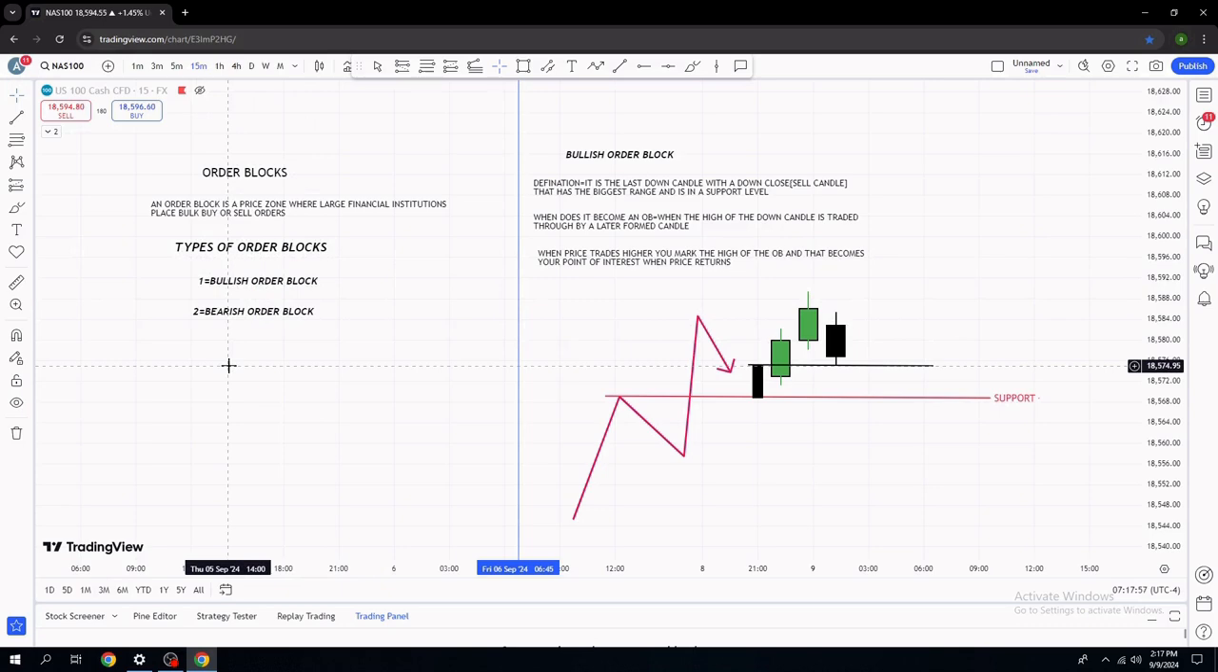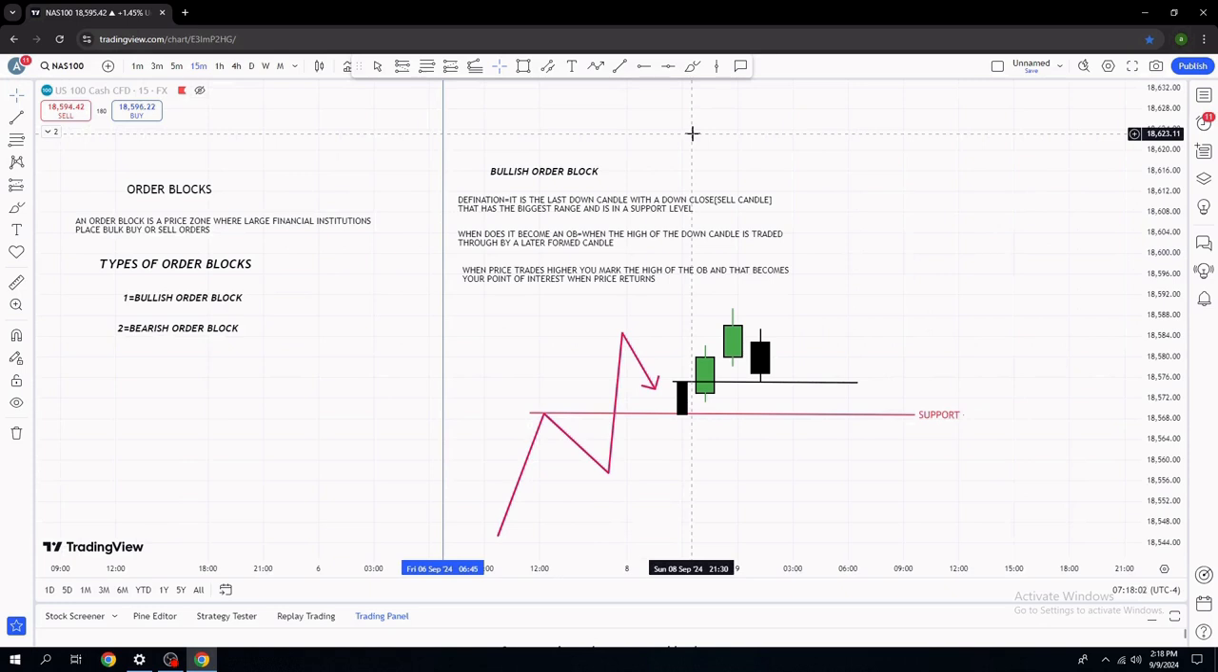So let's get going. What's a bullish order block? A bullish order block is the last down candle with a down close. That means it closes as a sell candle. The color doesn't matter, it can be red, but what matters is it should close as a sell candle, and it should have a big range. The other thing is that it should not form just anywhere on the chart. It should form on a support level, like in this case. This is a large range candle that forms on a support level. So we have a large range candle.